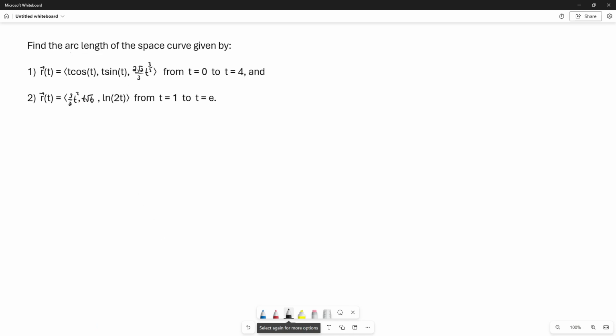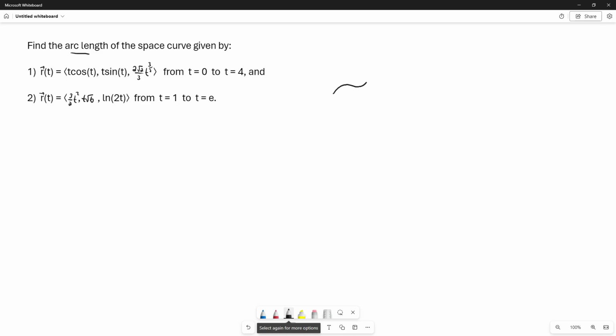Find the arc length of the space curve given by r of t equals t cosine t, t sine t, 2 root 2 over 3 t to the 3 halves, from t equals 0 to t equals 4. And then we'll continue practicing our derivatives and our integrals by doing another one. We'll find the arc length of the curve given by 3 halves t squared, t times the square root of 6, log 2t from 1 to e.